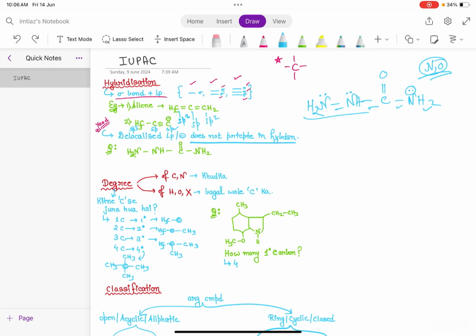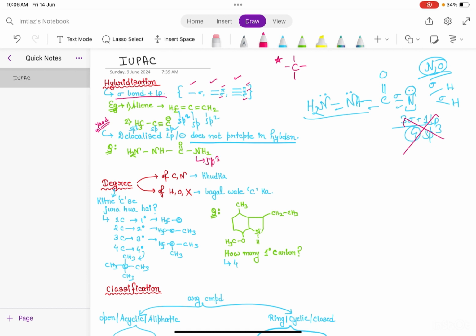Now first of all, don't consider resonance, just tell me the hybridization of this nitrogen. Here you have 1 sigma, and 2 hydrogens, so 3 sigma and 1 lone pair. That means it is sp3. But my dear friend, that is wrong.